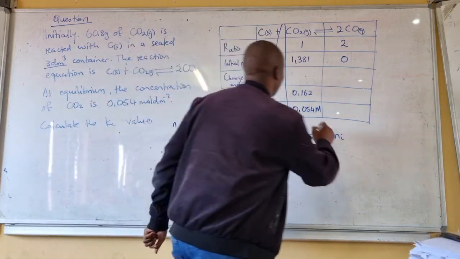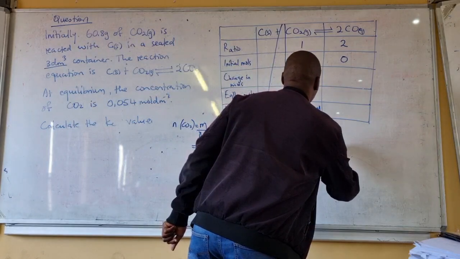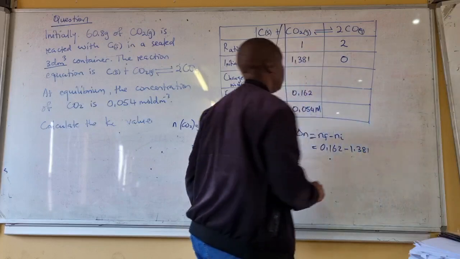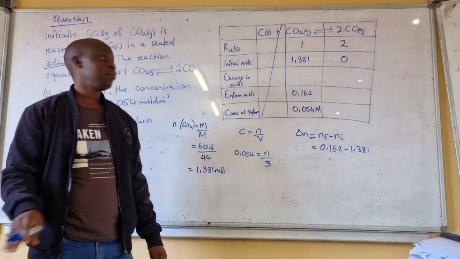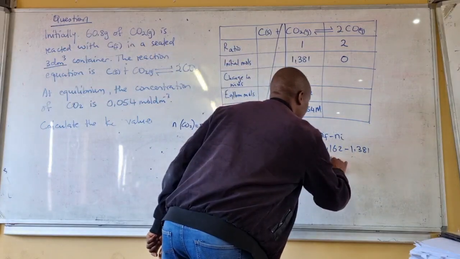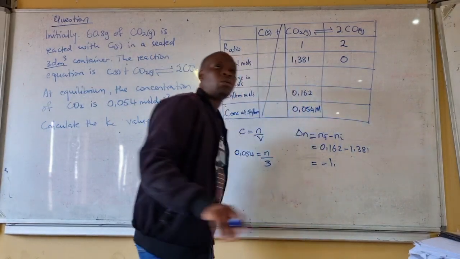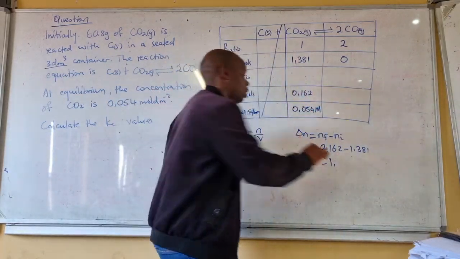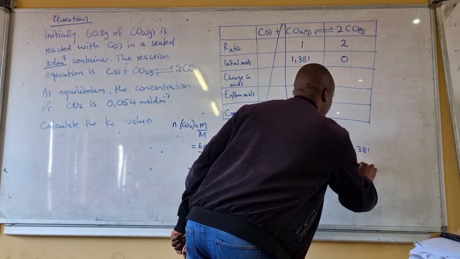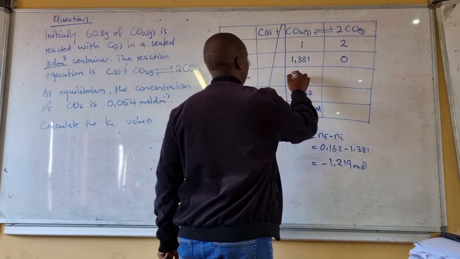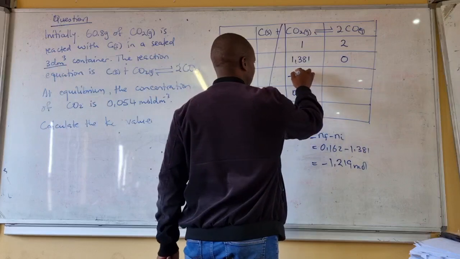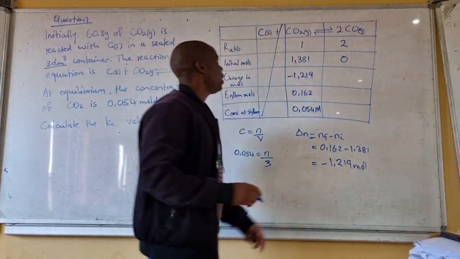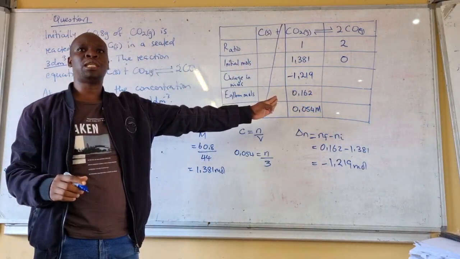So we are simply going to say 0.162 minus 1.381, which will give us negative 1.219. Okay, so it's a negative change, negative 1.219. We now have the change of one substance.